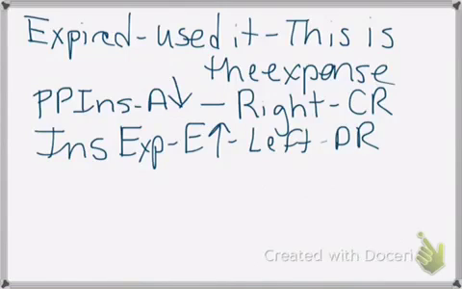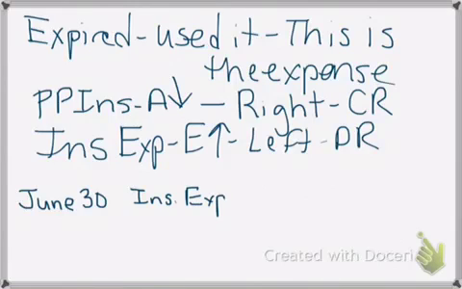So our journal entry that we would see here, this was happening on June 30th, because this happens right before we prepare statements. So we have June 30th, and what we will have here is insurance expense will be our debit for the $1,000, and the credit here is the prepaid insurance for $1,000.